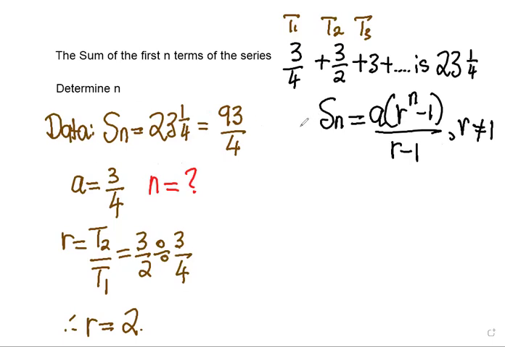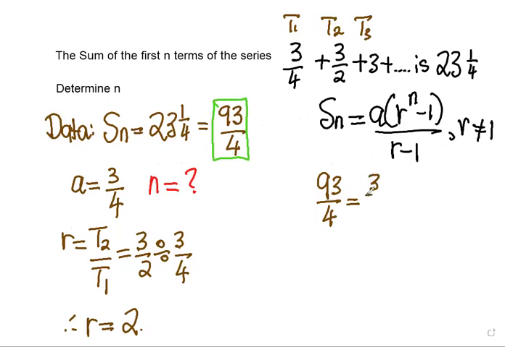And with regards to that, in place of Sn, my sum of the number of terms, I'm now going to use 93 over 4. So I'm going to write 93 over 4 here. So 93 divided by 4 is equal to, now we can see that we have A from our data. Our A is 3 over 4.